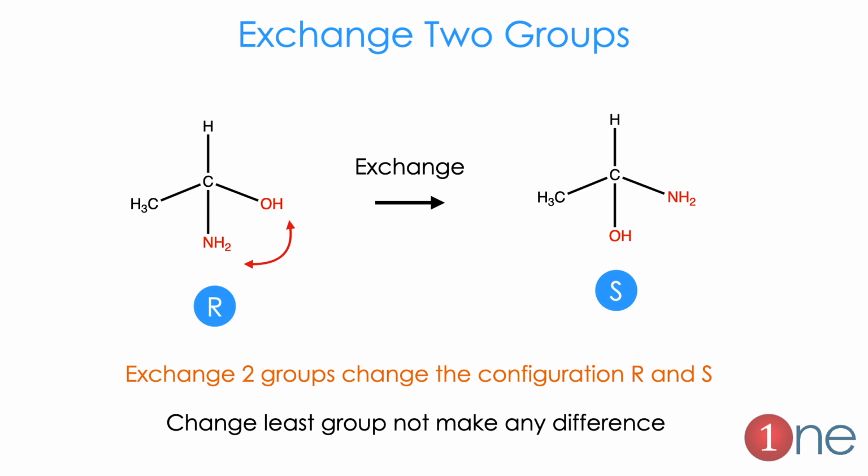And one more thing is exchanging. If you exchange any two groups, you get the reverse configuration. So if the question asks about exchanging any two groups, you should write the inverse configuration. If you start with R and exchange two groups, you end up with S configuration. But one important thing is that changing the least important group doesn't make any difference, because the fourth group we always omit. So if you change that one, it doesn't make any difference. You should change from 1 to 3. Okay, that is important.